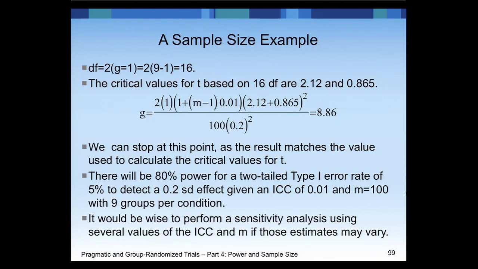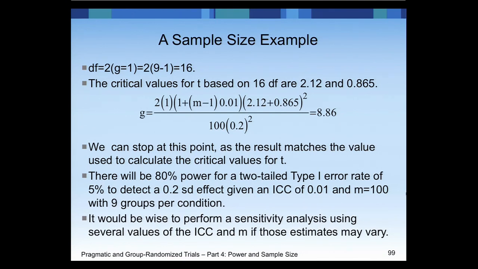We can stop. We can say that if we randomly assign 9 groups to each condition, we will have, given a type 1 error rate of 5%, 80% power to detect a 0.2 standard deviation effect, given an intraclass correlation of 0.01 and 100 observations per group included in the analysis. I said we could stop there, and certainly we can stop there for that calculation. We don't have to do any more iterations.